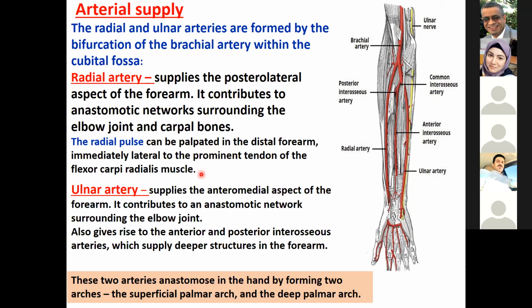The radial pulse can be palpated in the distal forearm immediately lateral to the prominent tendon of the flexor carpi radialis muscle. The ulnar artery supplies the anteromedial aspect of the forearm. It contributes to an anastomosis network around the elbow joint. It also gives rise to anterior and posterior interosseous arteries, which supply the deeper structures in the forearm. These two arteries anastomose in the hand by forming two arcs, the superficial palmar arch and the deep arch.